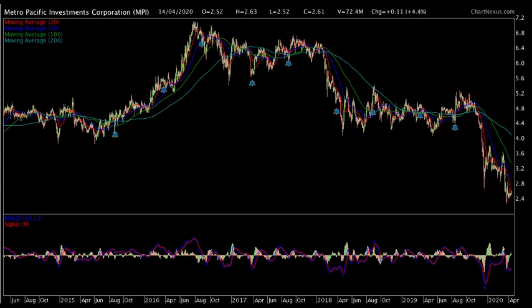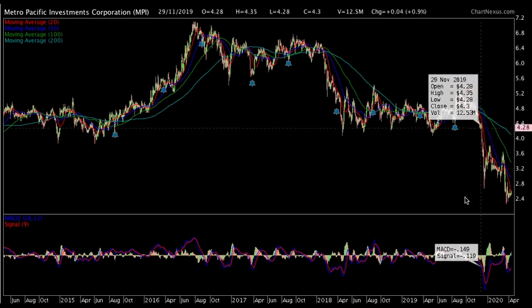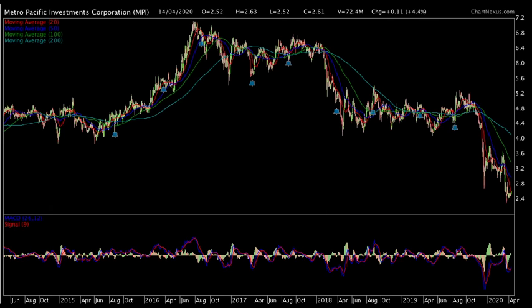And here's the thing about that: it was already in a downtrend. It was already bearish way before the coronavirus issue happened. So signals telling you to stay away from the stock were already present months before the big drop that we saw in the PSE.